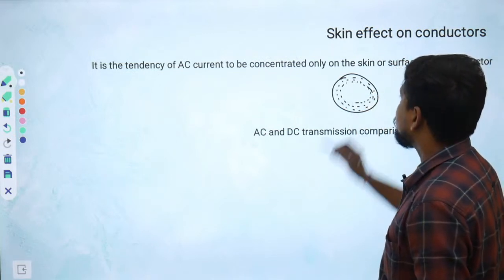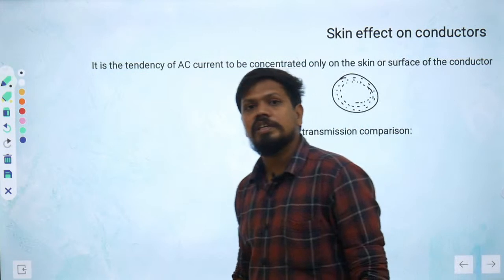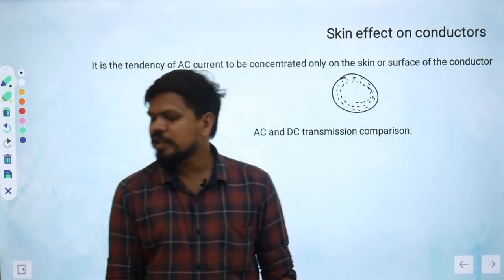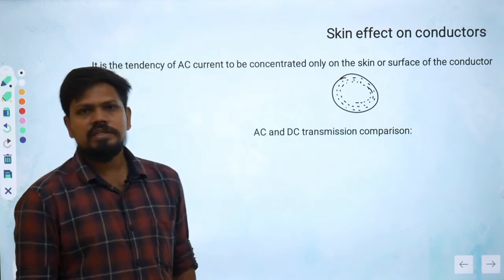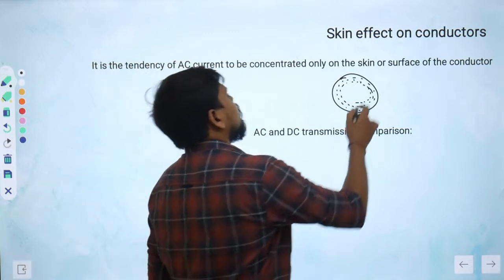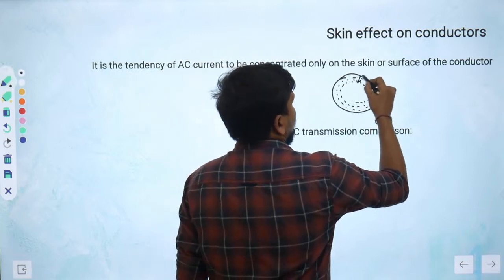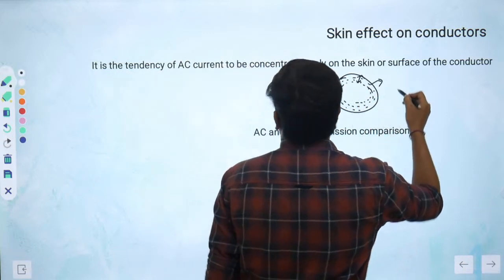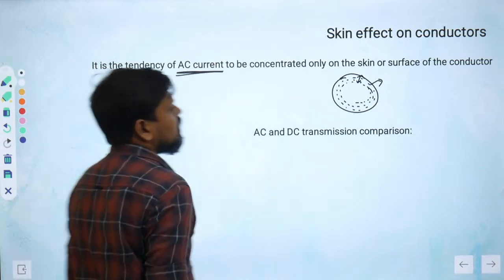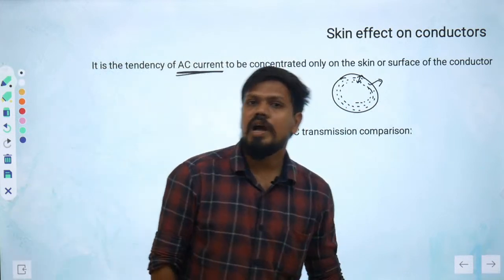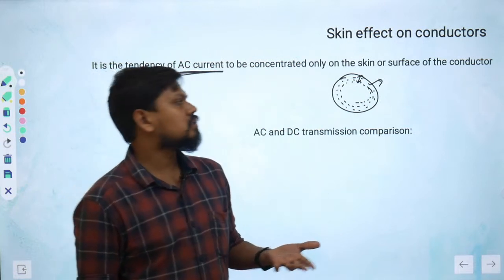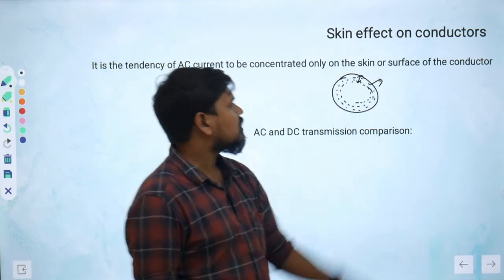For which is it possible, AC or DC? Only for AC it is possible, not for DC. Understood, right? Skin effect is present only in AC. You can just write it here: it is the tendency of AC current to be concentrated near the surface of the conductor, otherwise on the skin of the conductor.